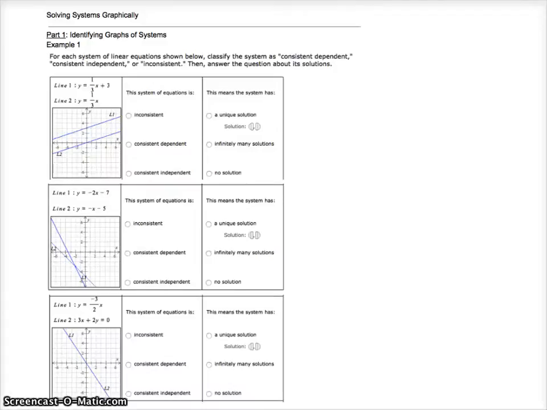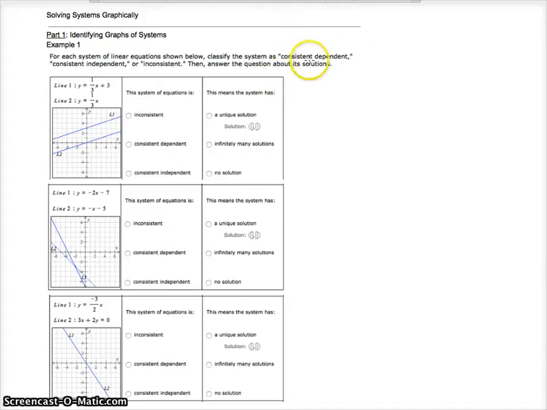Hello, welcome to the video series for solving systems graphically, where we're going to use graphs to solve systems of equations. The first thing we're going to do is look at identifying the graphs of systems of equations. The directions say for each linear equation below, classify them as consistent dependent, consistent independent, or inconsistent. So the first thing we need to identify is what these types are.